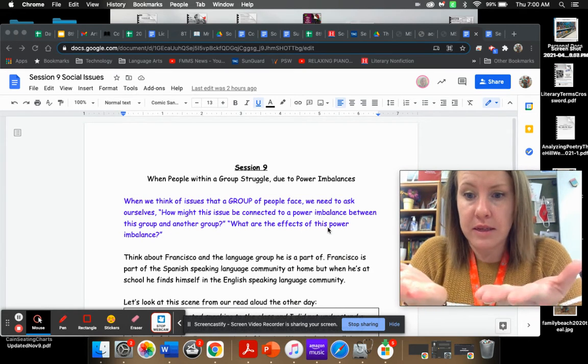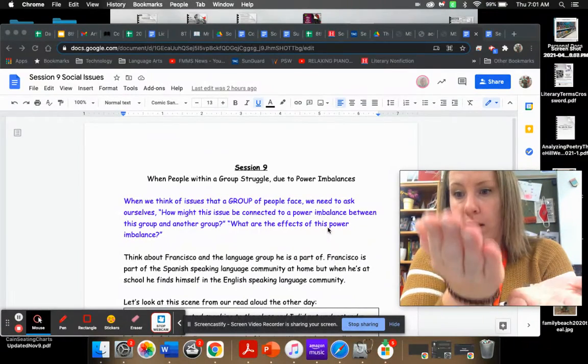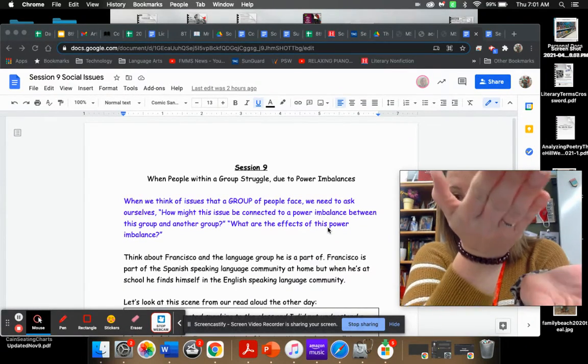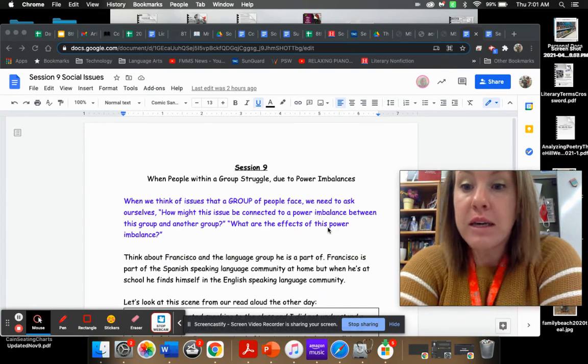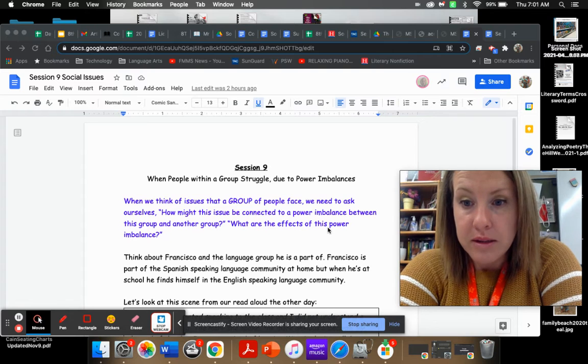And an imbalance is when one group has more than another. So it's not even. If it was even, it would be a power balance. But it is an imbalance. So that means that one group has more control, more power, more influence than another.